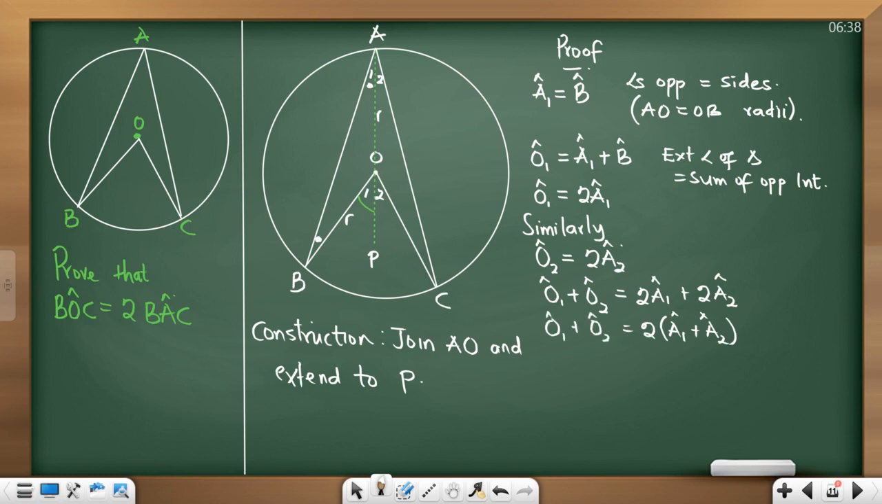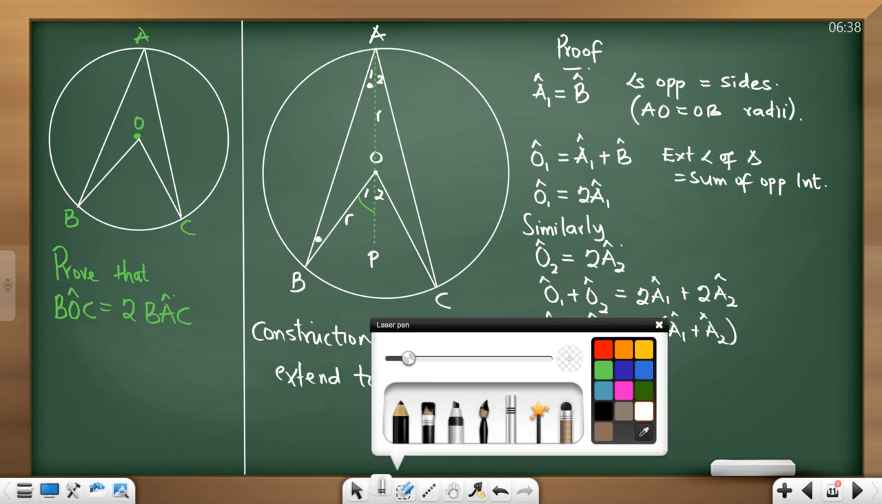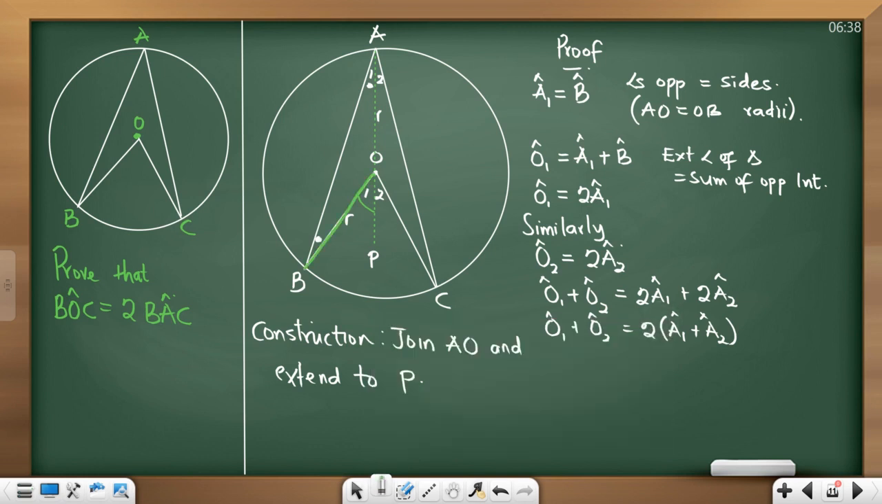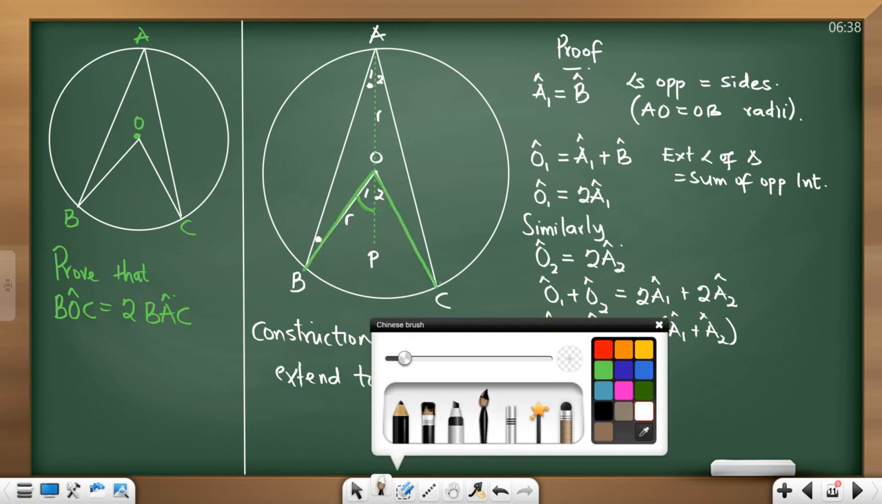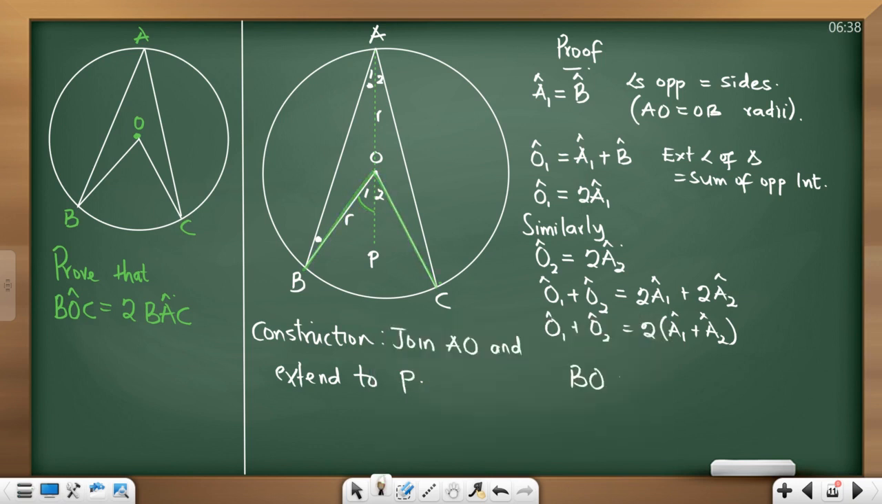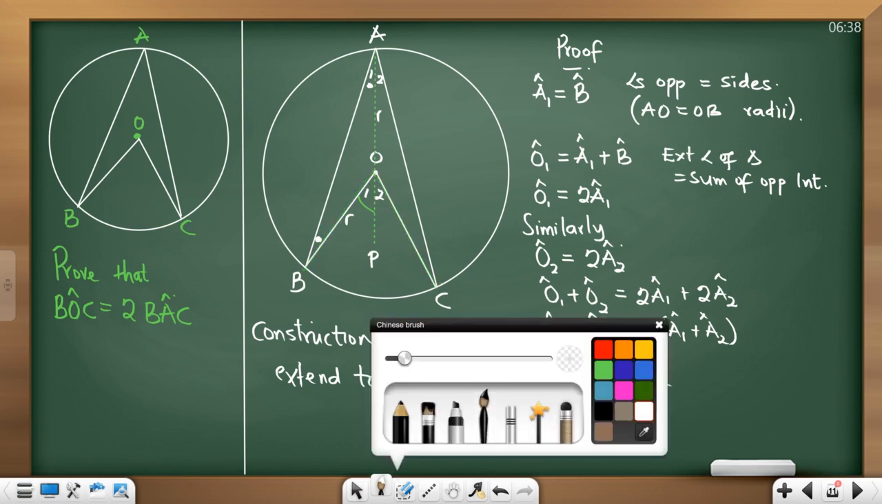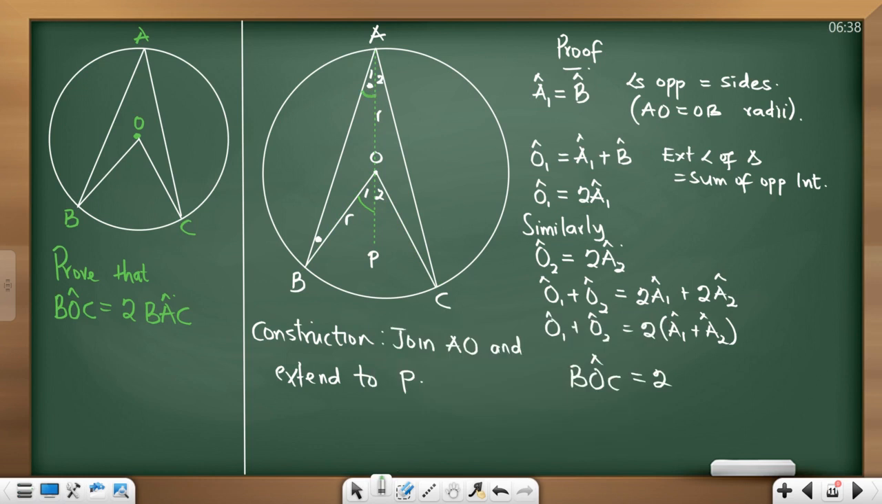Let's go check O1 plus O2. O1 and O2 together make up angle BOC. Oh, beautiful. So angle BOC equals 2 times (A1 plus A2). Let's check A1 and A2. Look at A1 and A2, and it's this angle A. Basically it's BAC. And we are done with our proof, my dear learners.